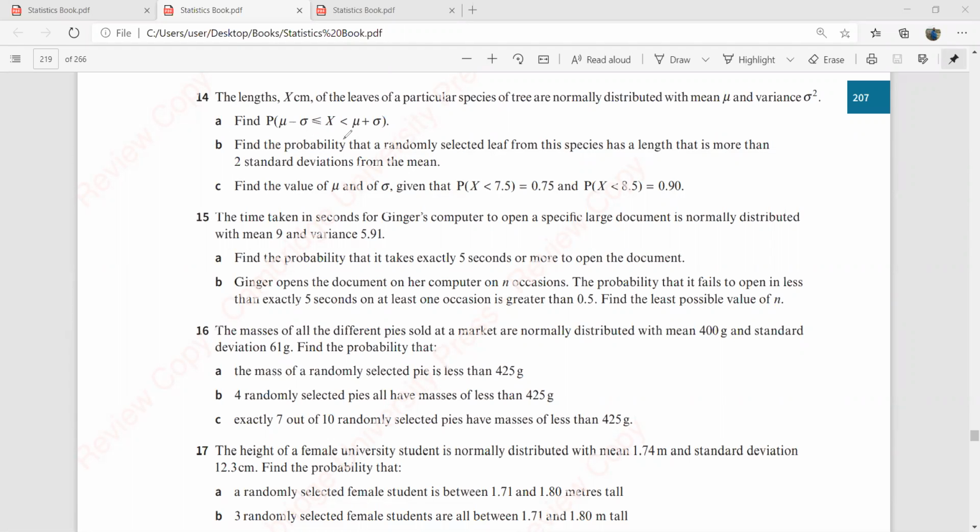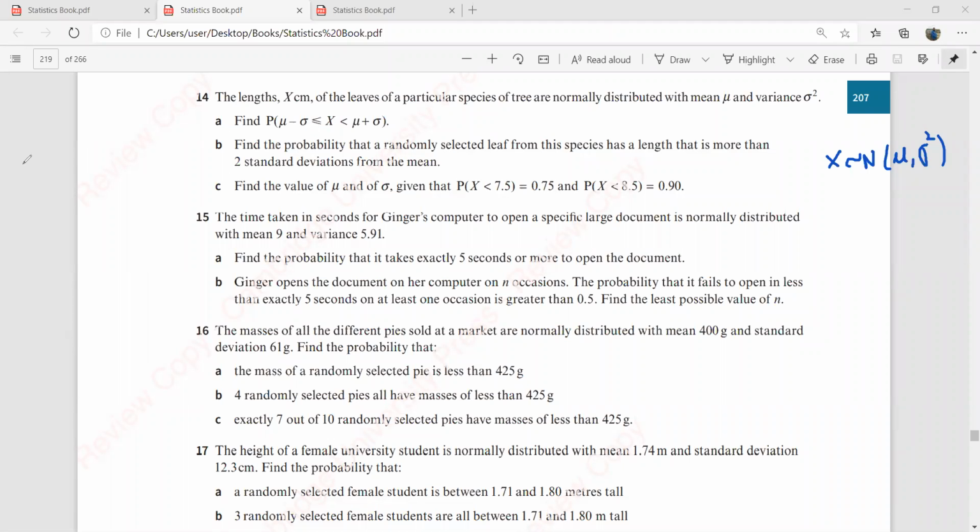It says the length x of the leaves of a particular species of trees is normally distributed with mean mu and variance sigma squared. So we're given that x is normally distributed with this mean and this variance. It says find the probability that x is between this and this. This actually means that x is within one standard deviation from the mean.